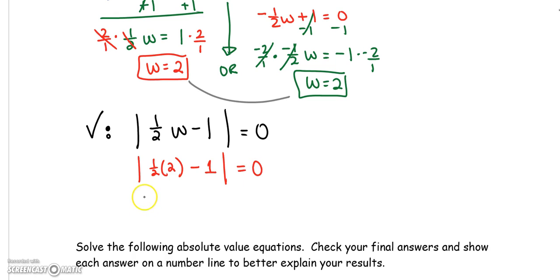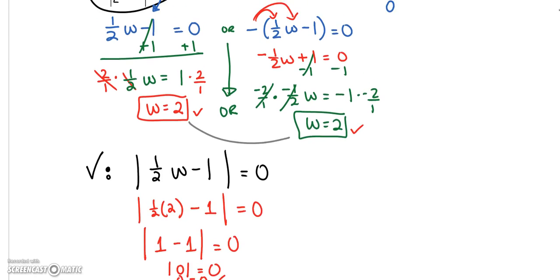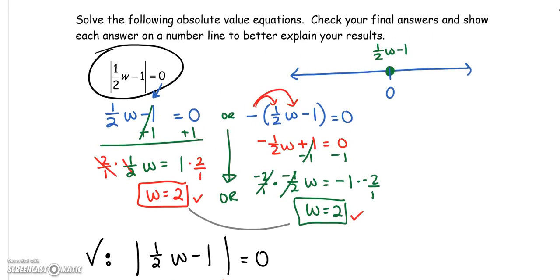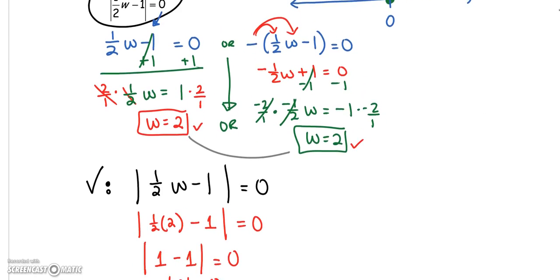Well, absolute value of 1/2 times 2 is 1 minus 1 equals 0. Absolute value of 1 minus 1 is 0. And what is the absolute value of 0? Well, it's 0 units away from 0. Therefore, 0 does equal 0. And yes, both of these are solutions. Or we can say W equals 2 in this case. All right, so great job on that problem.